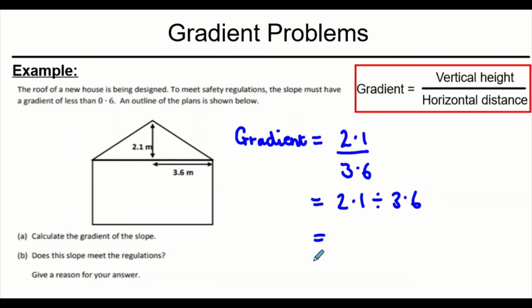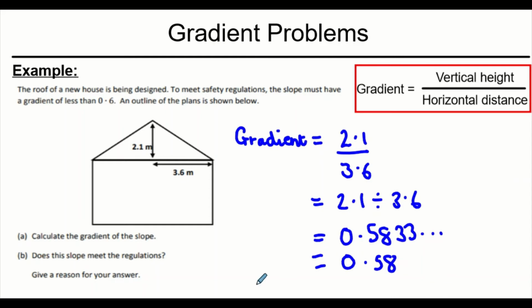So by dividing the top by the bottom, so 2.1 divided by 3.6, put that into my calculator, I'm going to get that my gradient is 0.58333 and so on. So I'm just going to round that to 2 decimal places, and it's 0.58. Now be careful how many decimal places you round this to here, because if you round it to 0.6 then you might do part B wrong. So I would always say 2 or 3 decimal places for these kind of questions.